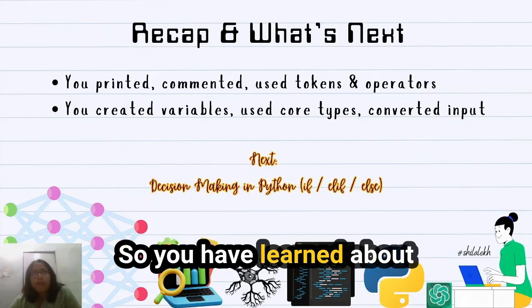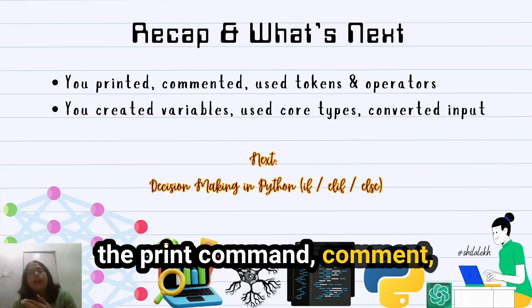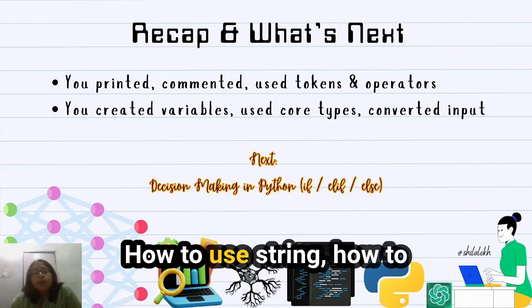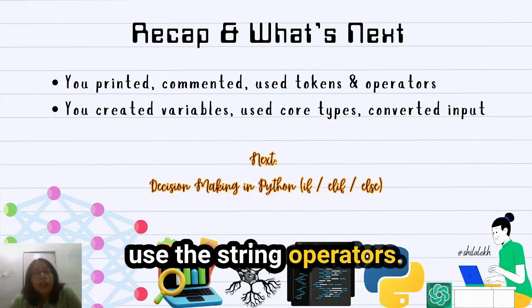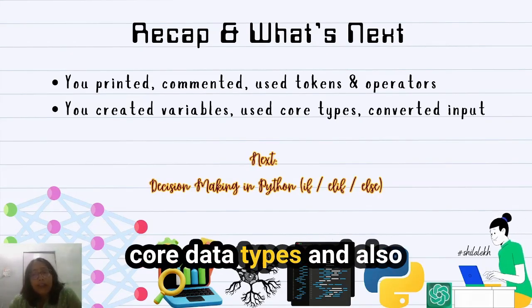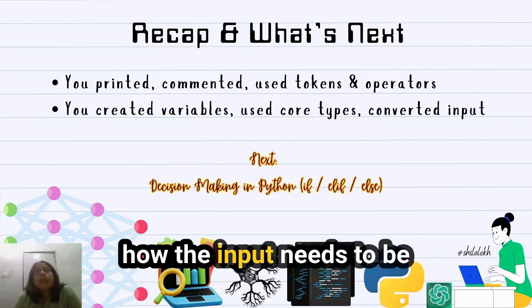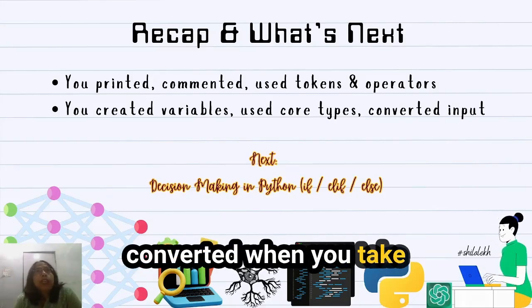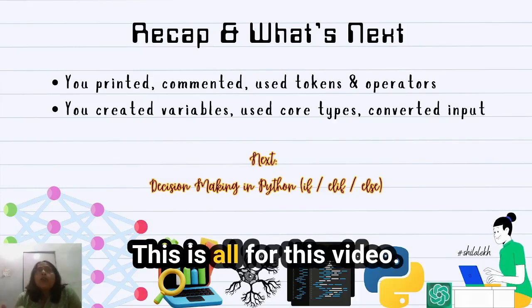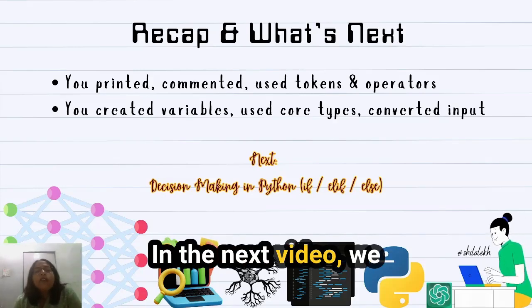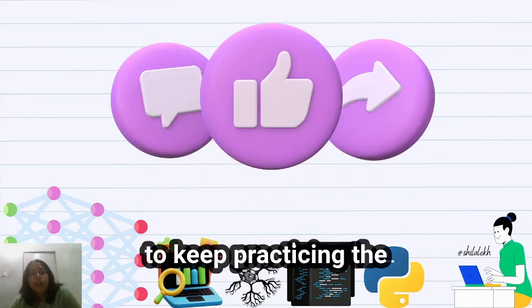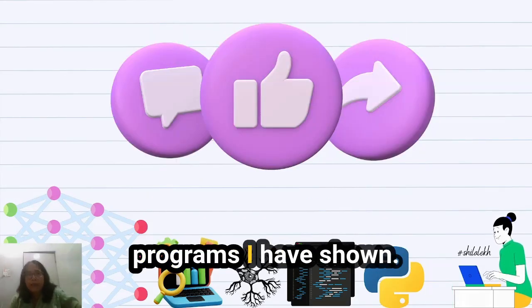So you have learned about the print command, how to use operators, how to create variable names, how to use string, how to use the string operators. You have learned about the core data types and also how the input needs to be converted when you take the input from keyboard. This is all for this video. In the next video, we are going to talk about decision making in Python.